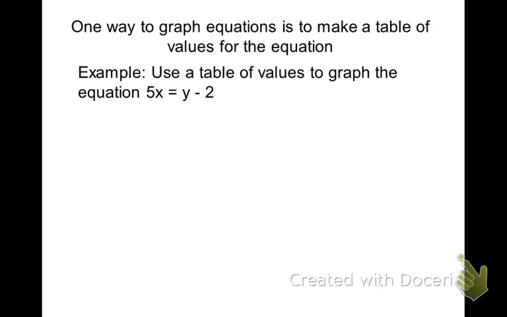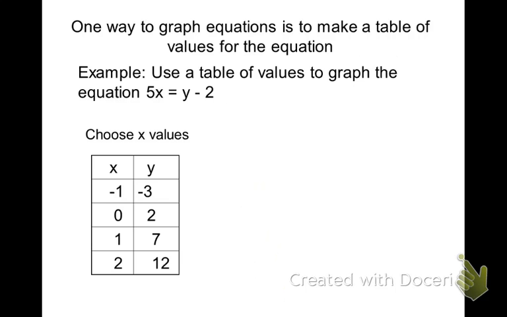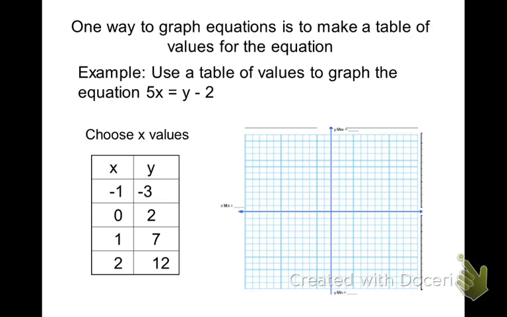Okay, the next idea is how are we going to graph using plug and chug, and what does that mean? Well, for most of you, my idea of plug and chug is making a little t-graph and plugging in numbers for x and getting a number out for y. When I plug in a -1 for x, I have 5 times -1 is -5, and what's the value of y that will make that true? A -3 will. So we go to (-1, -3), and that's going to be about right there on the graph.